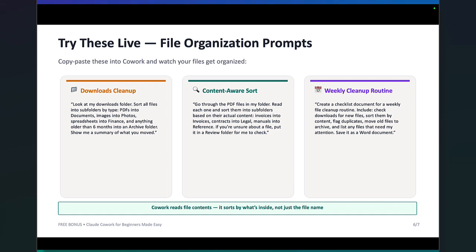A third one for a weekly cleanup routine could be: create a checklist document for a weekly file cleanup routine, include check downloads for new files, sort them by content, flag duplicates, move old files to archive, and list any files that need my attention, save it as a Word document. Now, here we're going to look at a checklist, right? Once again, we're quite explicit in how we wanted to sort things, and we also tell it to flag duplicates, move old files into archives, and also to create a list of files that we may need to look at manually. So all of those are very useful, right?